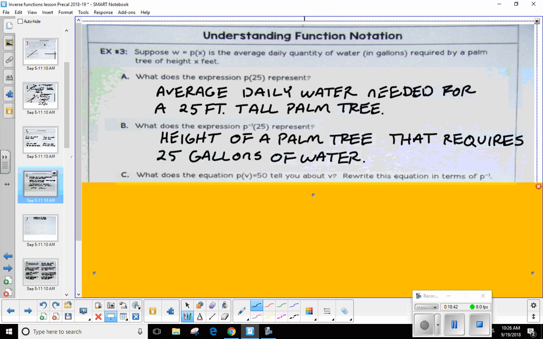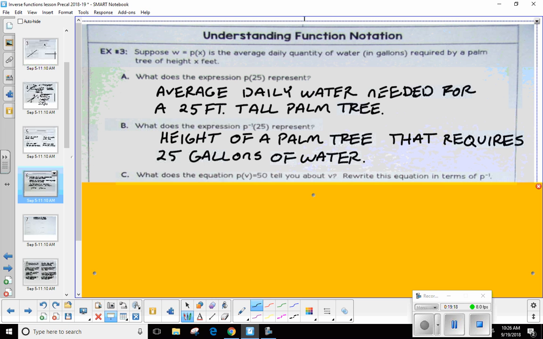C. What does the equation P of V equals 50 tell you about V? So here's the first thing you have to decide. Is V representing the height in feet, or is V the number of gallons of water? Think about how we defined the function P originally. Even though we're using a different variable, it does not matter. The input and the output don't change. So, Christian, what are you saying? So V is just like X, so V is the what? The height. So what's that 50?